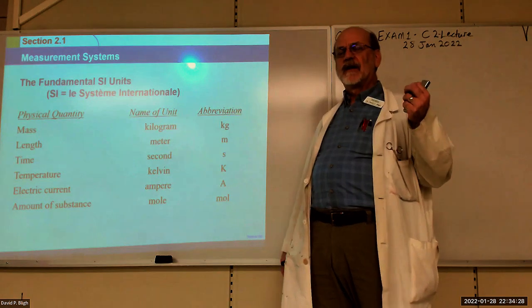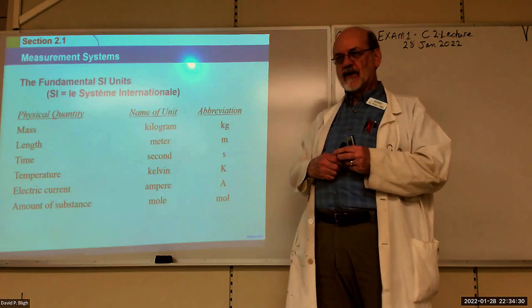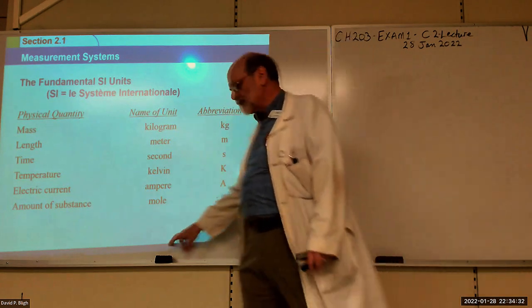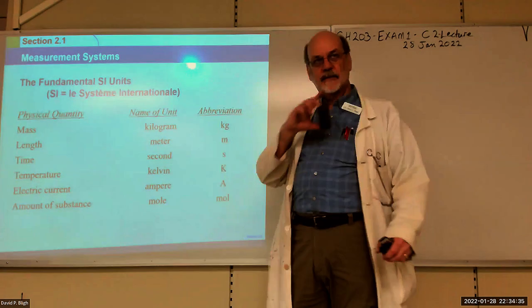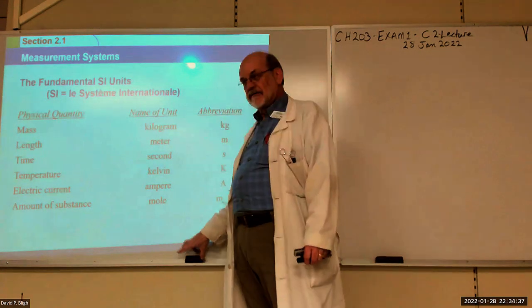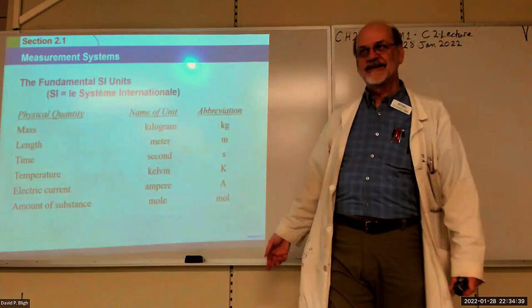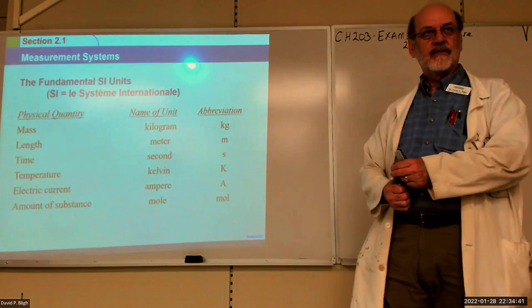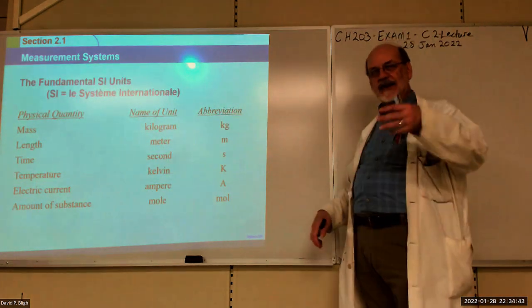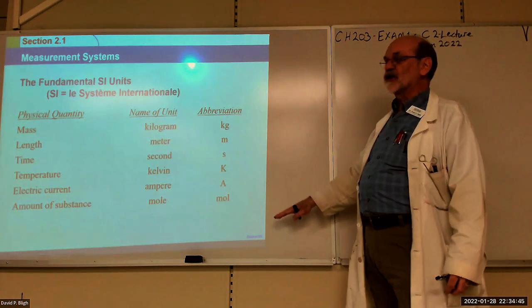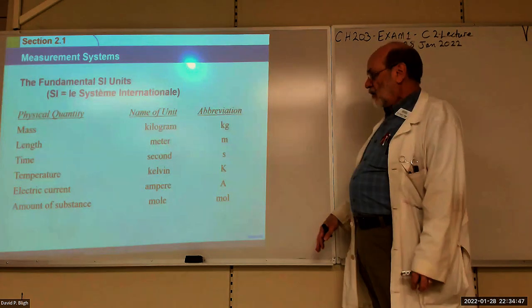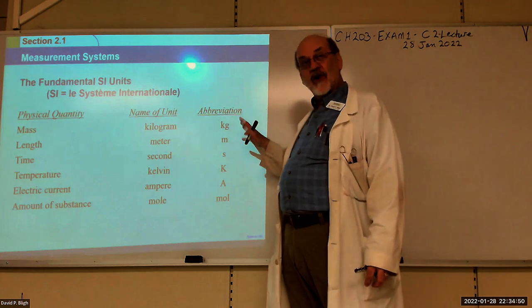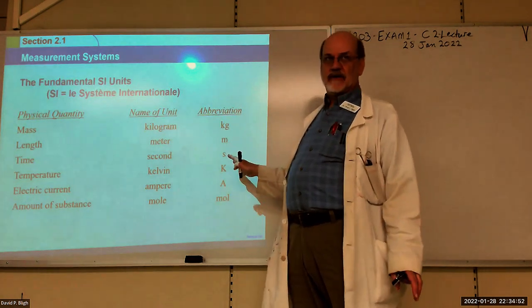For instance, how many atoms are in this sponge? Probably several moles, because a mole is a huge number, and I'll remind you of that later. These are all fundamental units. We can take these and derive other units from them.